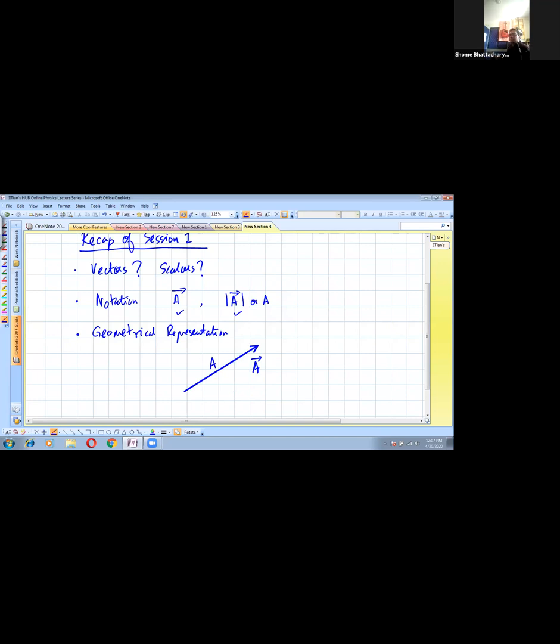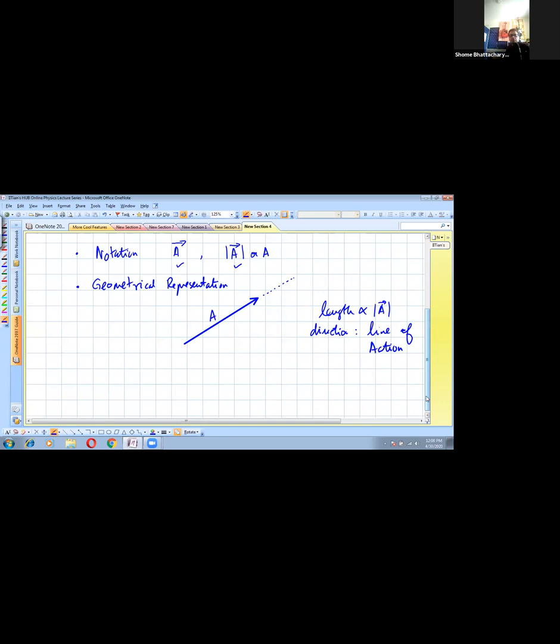So the arrow of the vector has a length. Now the length of the arrow is proportional to the magnitude of the vector, whereas the arrowhead points along a certain direction. That direction of the arrowhead actually represents what we call the line of action of the vector. That means it represents the direction along which that vector is acting. So for example, if it is a force, it is acting along this line of action. If it is a displacement, it is acting along this line. So that is what we mean by line of action of the vector.